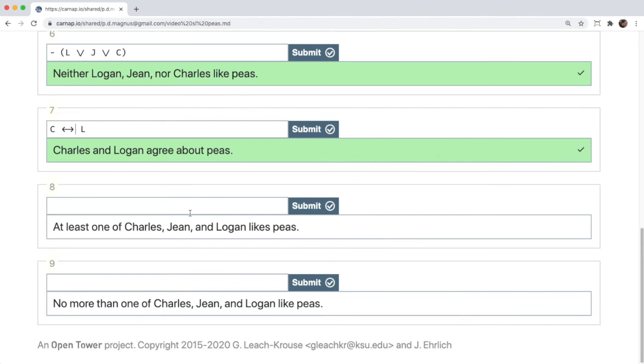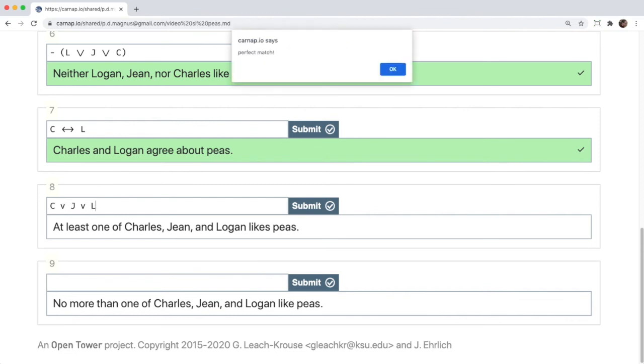Next one. At least one of Charles, Gene, and Logan likes peas. So that means, well, we can't capture this exactly. We can't do math in SL, really. At least one. We can't say the number of people who likes peas is 1 or greater. But what this means is, well, Charles does, or Gene does, or Logan does, and provided we're using an inclusive or, that just amounts to at least one of them does.